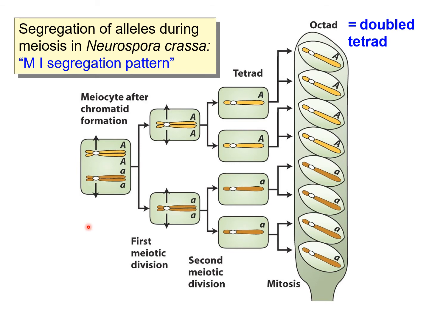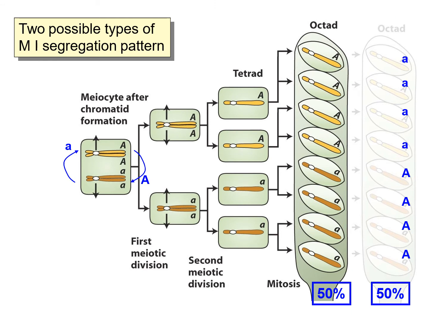Now what is important over here? Just focus over here that this is the diploid cell having the homologous chromosomes capital A and small a. These are alleles, two different forms of the gene. Now these alleles get segregated from each other at the end of the first meiotic division. Capital A is segregated from the small a, and therefore this is known as the M1 segregation pattern. Now there are two possible types of M1 segregation patterns. Which are these two types?